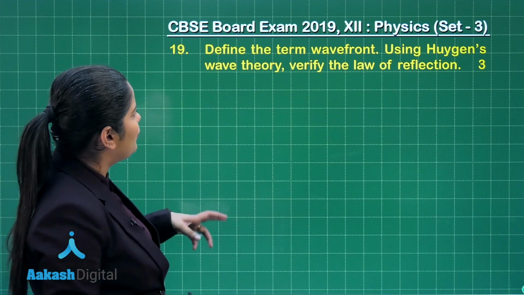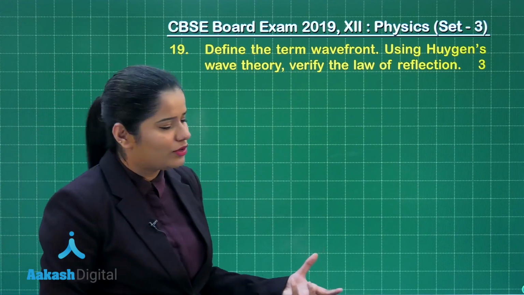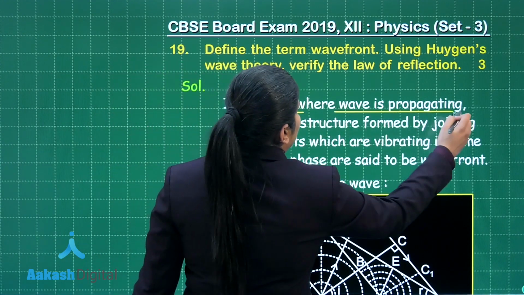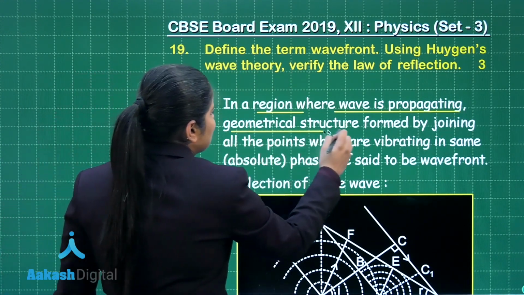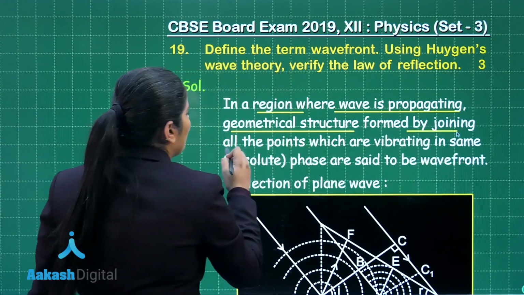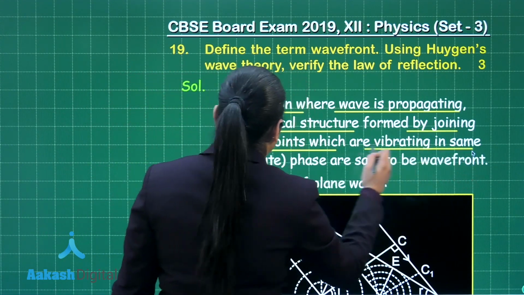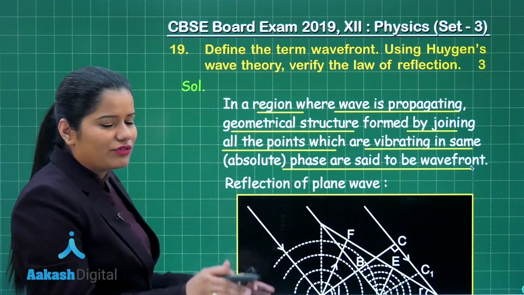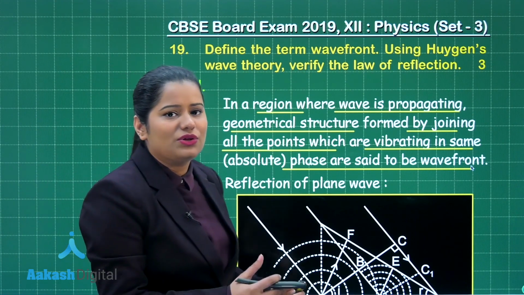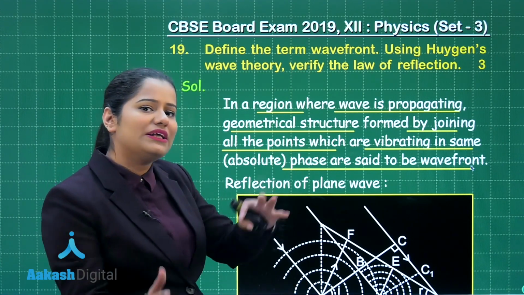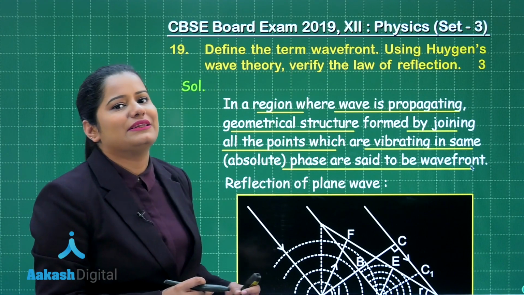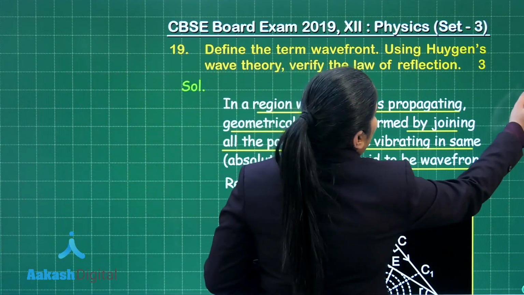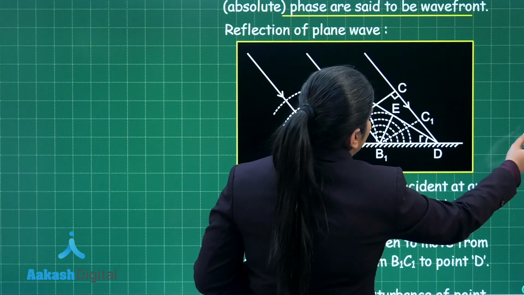First of all, we will define the term wavefront for this question. What is a wavefront? In the region where the wave is propagating, the geometrical structure formed by joining all the points which are vibrating in the same phase is said to be a wavefront. So wavefronts are the geometrical structures obtained when you join all the points which are vibrating in the same phase.